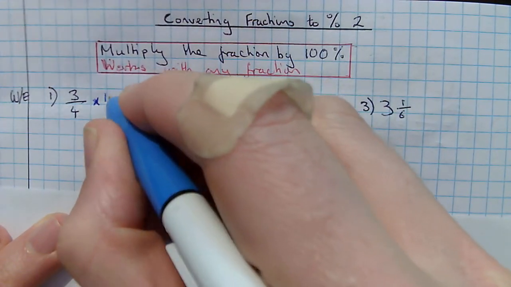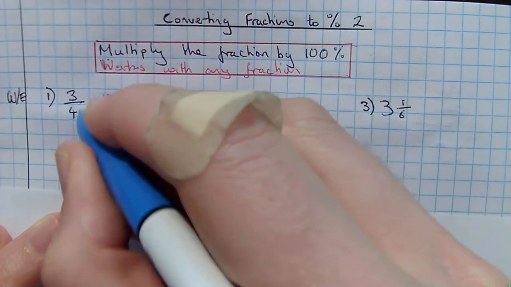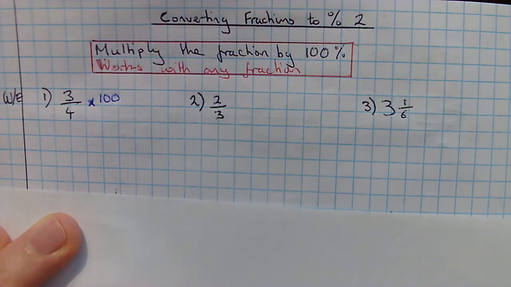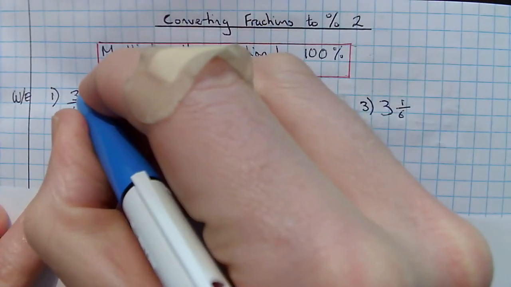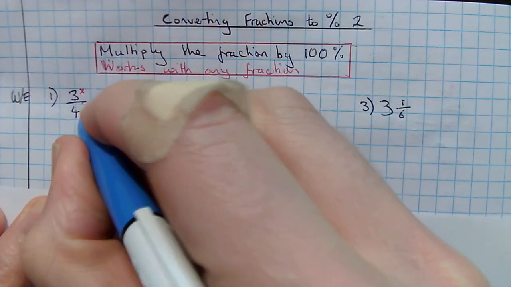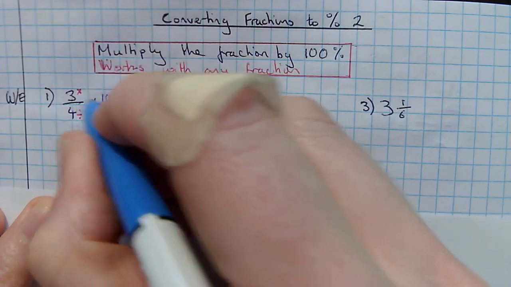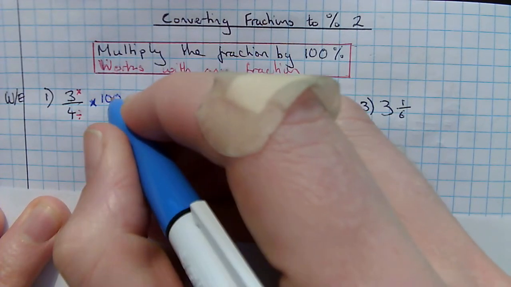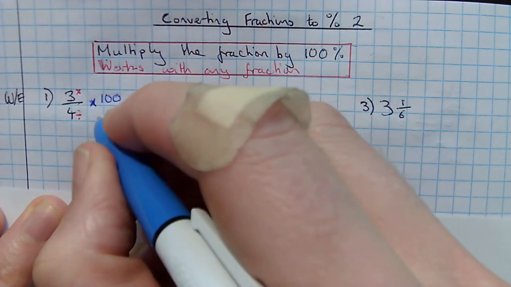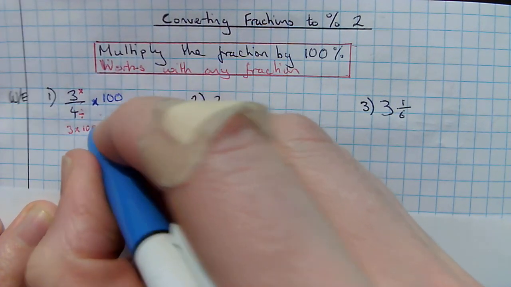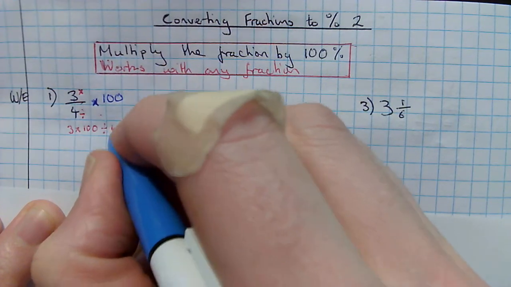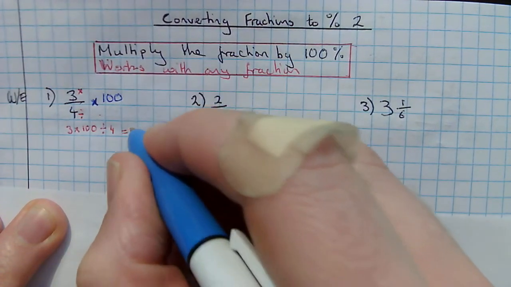Now, remember, 3/4 times 100 means take 100, times it by 3, the numerator, and divide by the denominator. So we're going to do 3 times 100, which is 300, and then divide it by 4. It's 300 divided by 4.